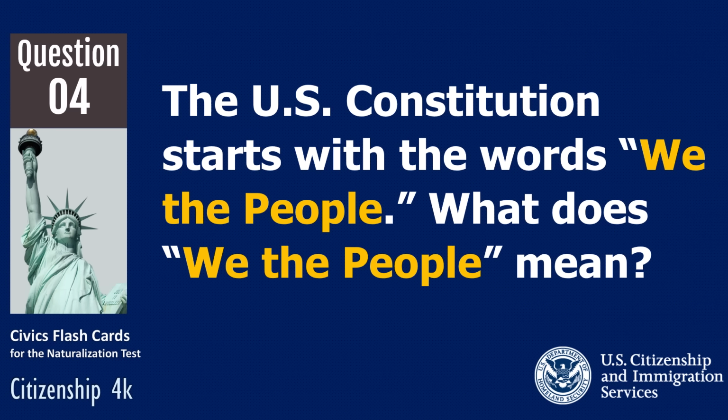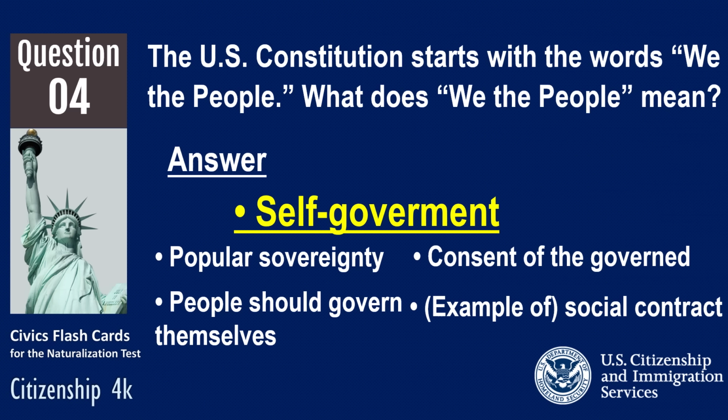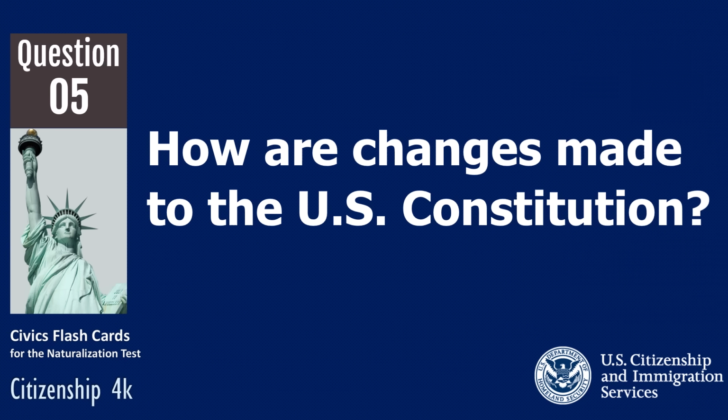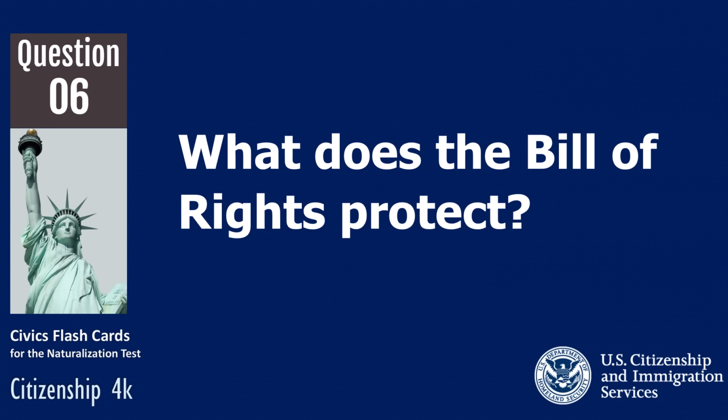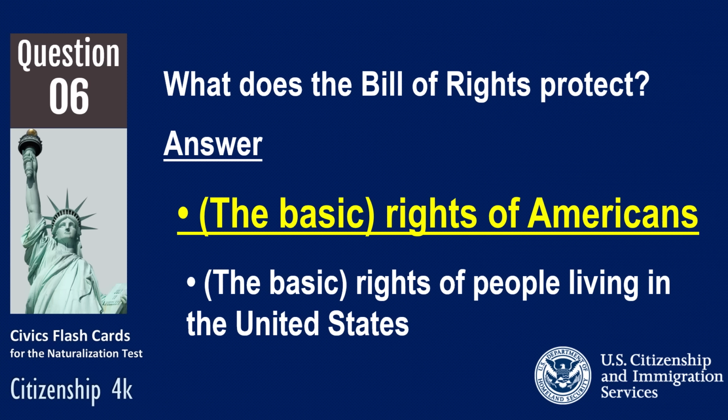The U.S. Constitution starts with the words, "We the people." What does "we the people" mean? Self-government. How are changes made to the U.S. Constitution? Amendments. What does the Bill of Rights protect? The basic rights of Americans.